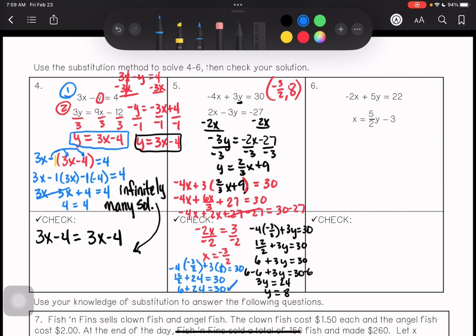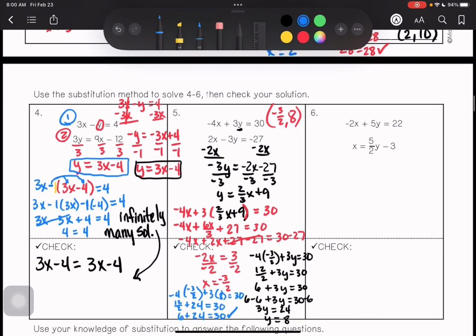For the second equation, I don't have enough room, but I'm going to do it at the top of this paper. And I'm checking this equation, 2x minus 3y. So I'm going to do 2 times x, which was negative 3/2, minus 3 times 8. You see if that gives me a negative 27. This gives me negative 6 divided by 2 minus 24 equals negative 27. So negative 3 minus 24 does equal negative 27. So the second equation checks correct.